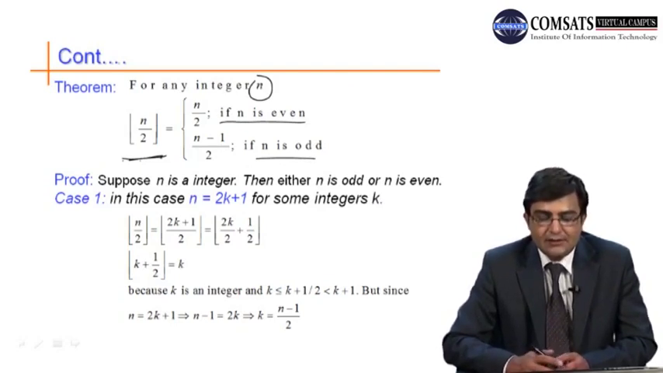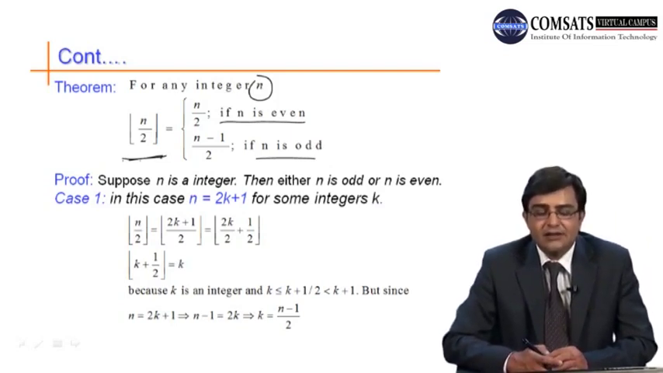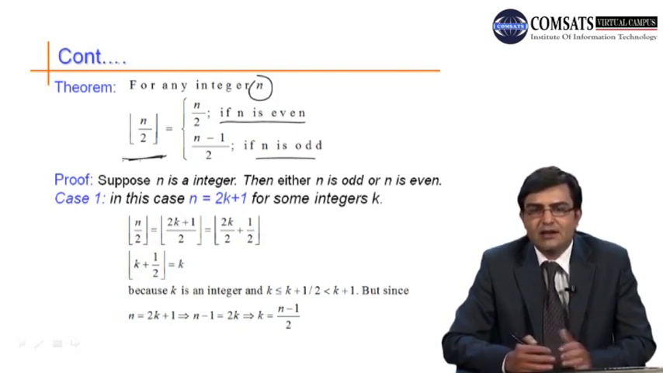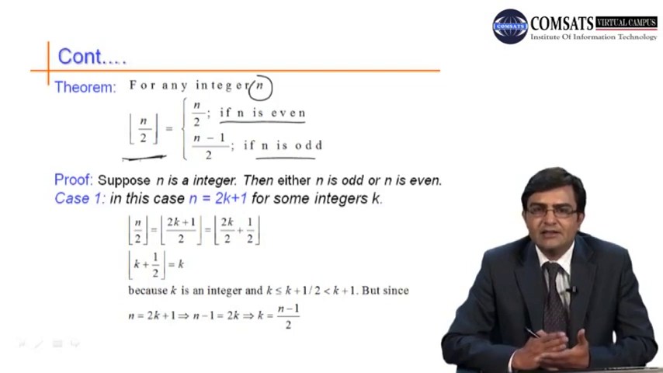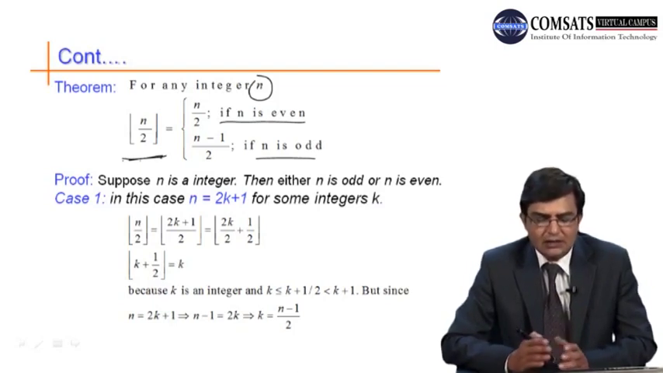So there are two cases. If n is an integer, then either this integer is odd or this integer is even. There are only two possibilities for the integers. So we discuss both cases here. First, suppose that n is an odd integer.